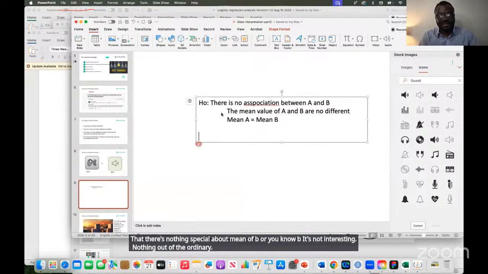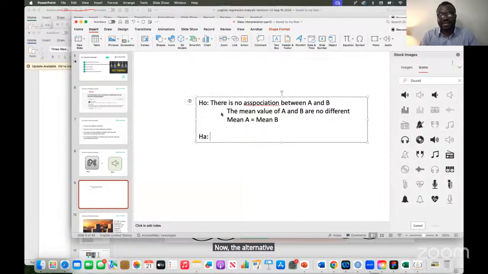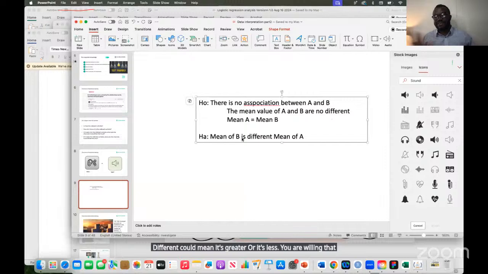Now, the alternative: here is a way I would not encourage you to say it. If you say that the mean of B is greater than mean of A, this means you've set up your study to look at it in one direction. It's better to frame it in a way that is two-sided. So you're going to say mean of B is different. Different could mean it's greater or it's less. You're willing to look at both sides of the equation, right?